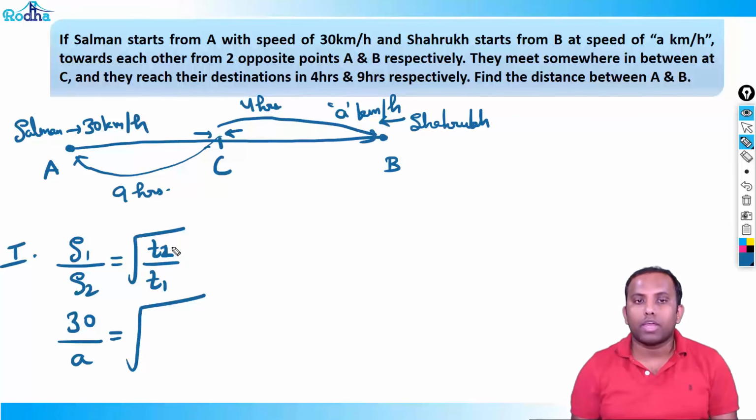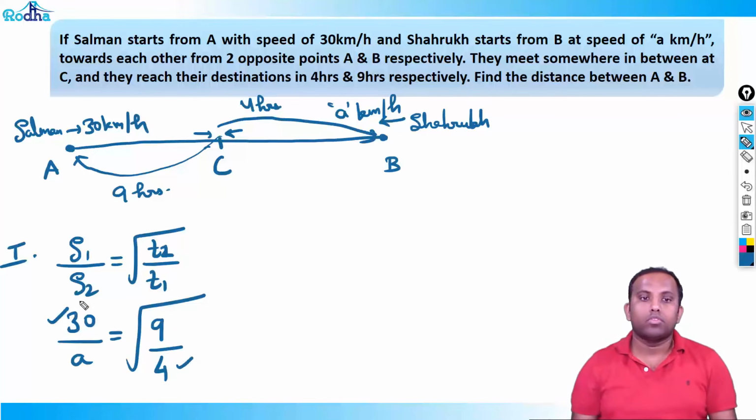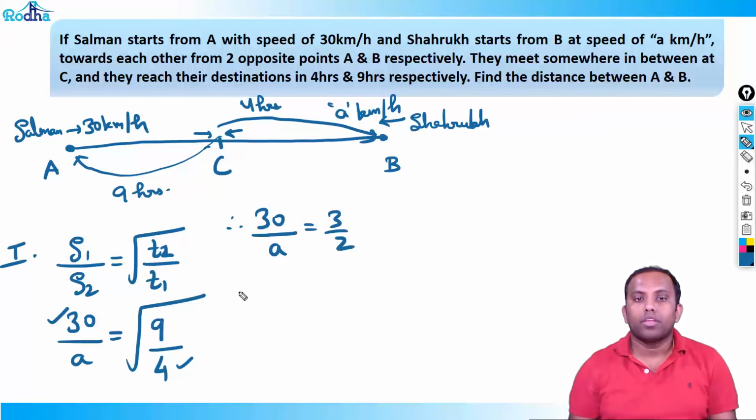That means you have to take the time of Shahrukh here now. What is the time taken by Shahrukh here? 9. And the time taken by Salman is 4. So this is the speed of Salman, this is the time of Salman, so it's the inverse ratio. Therefore 30 by A is equal to 3 by 2, so you'll get A is equal to 20. So the speed of Shahrukh is 20 km per hour.